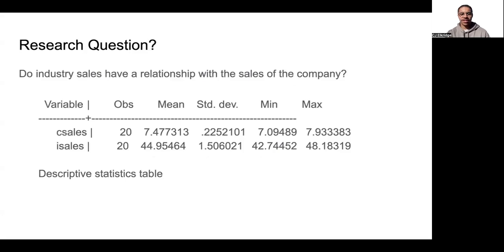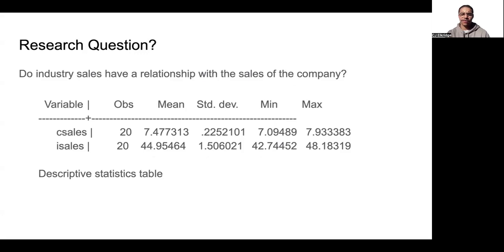So our research question of the day is, do industry sales have a relationship with company sales? The variables that we are looking at are company sales and industry sales. We have 20 observations of each. These numbers are adjusted to current day's money value as inflation devalues money over time.